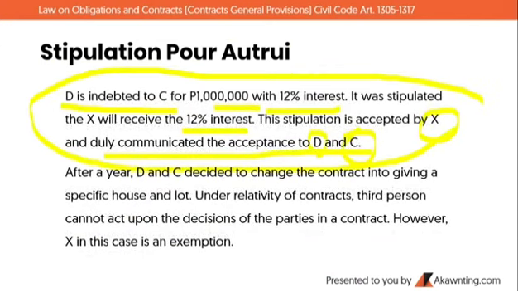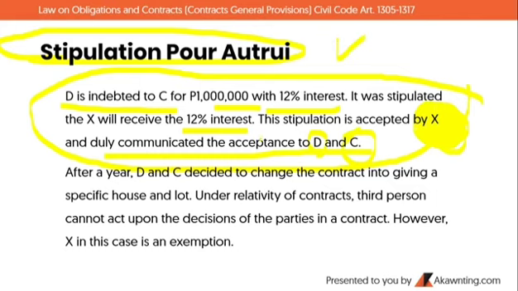So, obviously, meron tayong ditong stipulation for Autrui with regards to X. Okay, so si X, pwede na siyang maging involved dun sa contract. Di ba sabi sa Relativity of Contract, ano man ang mga magiging benefit or consequence ng isang kontrata ay para dun sa mga parties involved lang. Okay? Pero in this case, merong third party na naging involved sa contract kasi nga exemption ito pag merong stipulation for Autrui. So, after a year, so ano mangyayari?